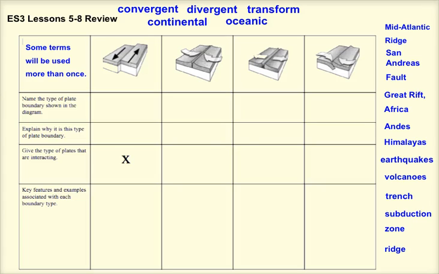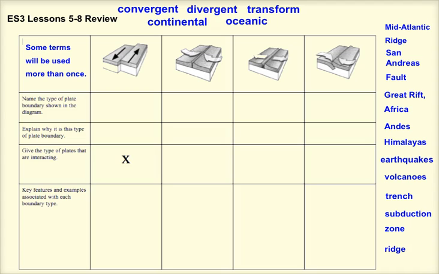Hello, this is Mr. Ratoon, and this will be a partial review for Earth Science 3. That's the third Earth Science book. We do book number 2 and book number 3 at the 8th grade, and the first book is done at the 6th grade. And it's for lessons 5 through 8. It's our second learning set.